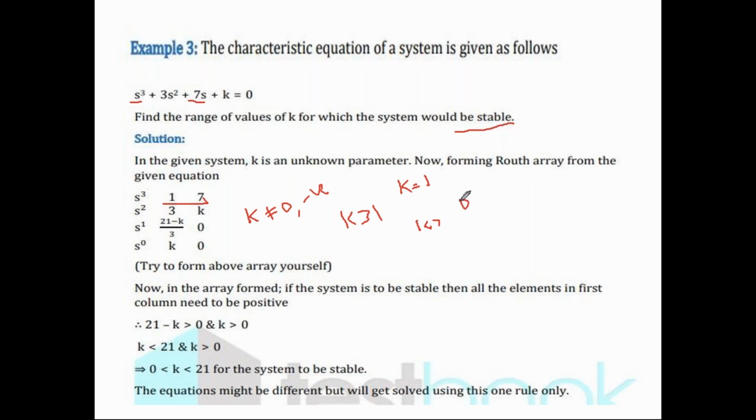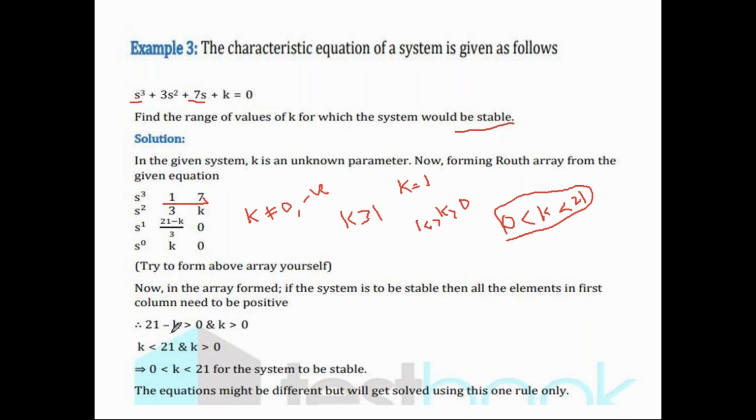Or k greater than 0. Next, we should not take 21, because if you take 21, then you will get 0. So it means that the k value should lie in between 0 and 21. Then only your system will be in a stable condition. So this is the way we need to find the range of k for the stable condition.